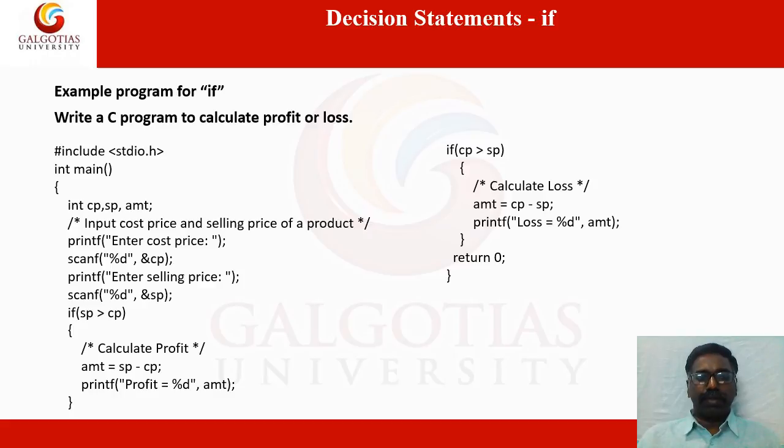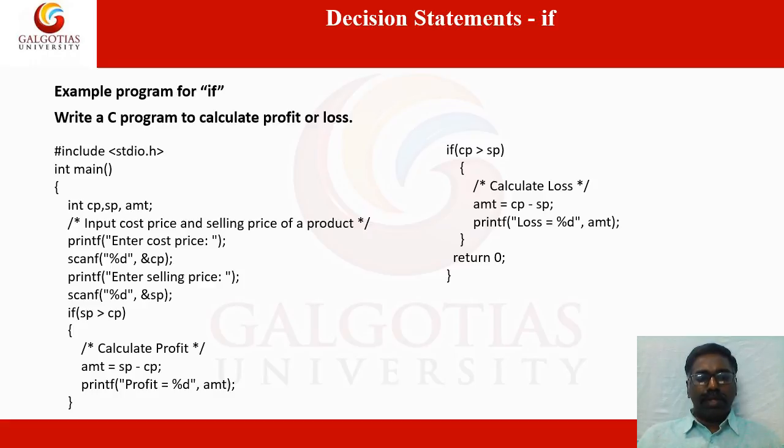The question given: write a C program to calculate profit or loss according to the given selling price and cost price supplied by the user. Here we read the selling price and the cost price from the user, and we compare the selling price with the cost price. According to that, we say whether it is profit or loss.